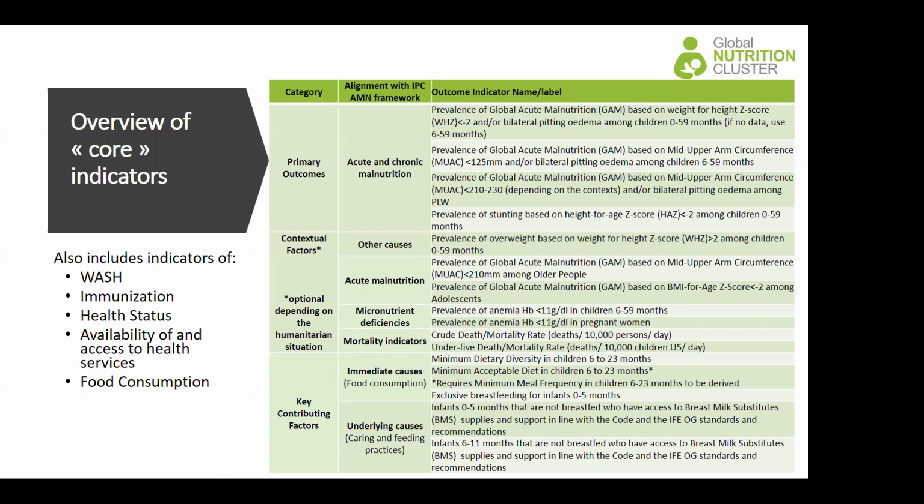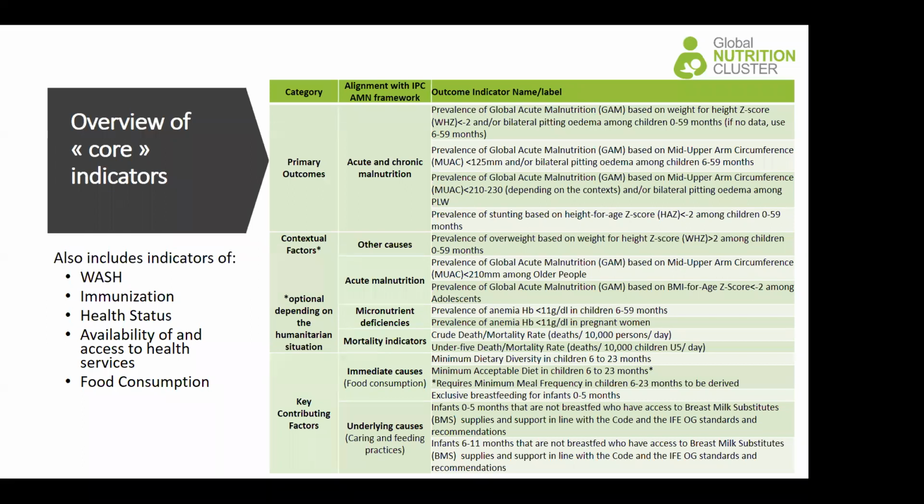We have overweight, if we're in contexts where the double burden of malnutrition may be present. We have also acute malnutrition for other vulnerable groups, older people and adolescents. We have micronutrient deficiencies with a primary focus on anemia, although we do include many more details on the PIN calculation for micronutrient deficiencies, and mortality indicators that I imagine a number of you are familiar with, as they're often collected in the SMART surveys. And we have a huge list of key contributing factors.